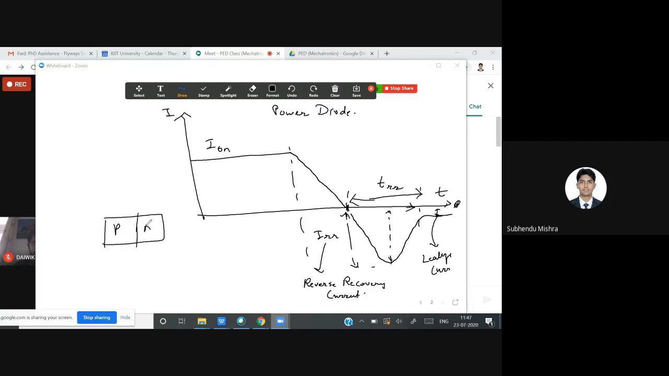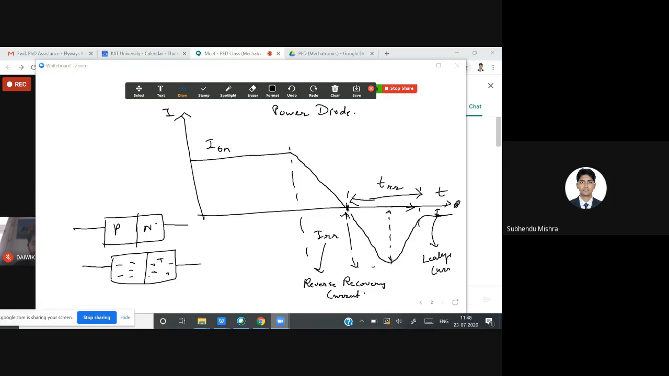So you have the PN junction, and everything is fine, but when you switch it off, the minority carriers are there, and these minority carriers need some time to recombine with the opposite charge and neutralize each other. After this period, you get again a negative and a positive, like this.